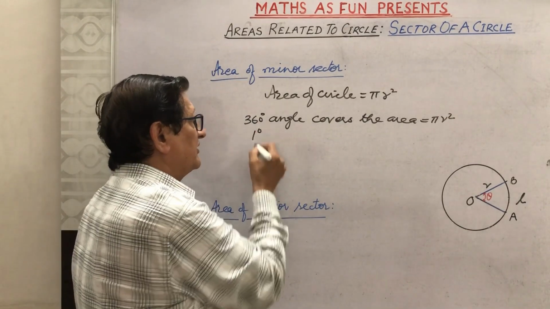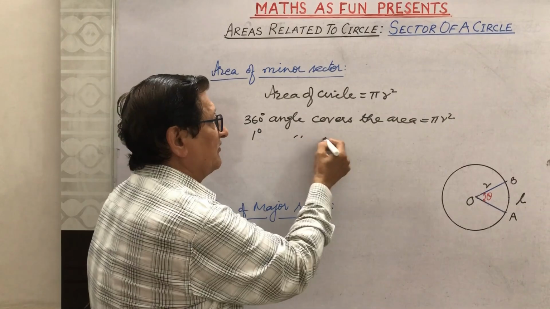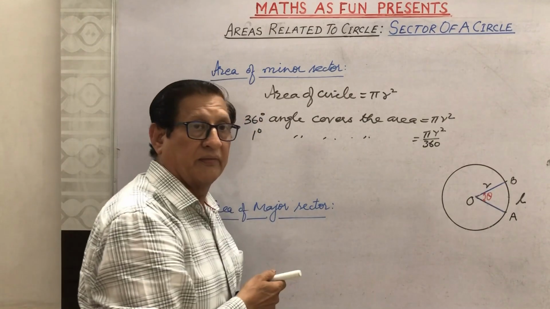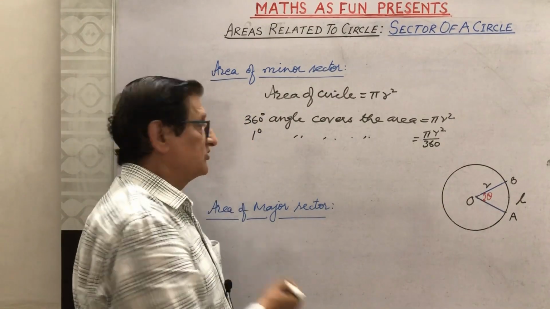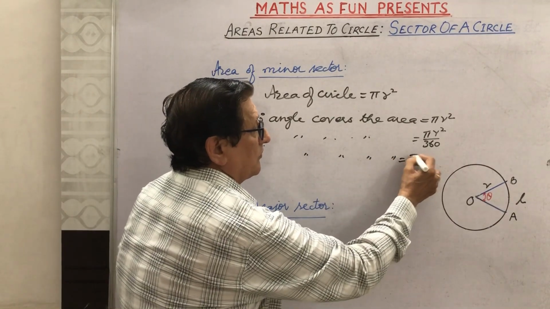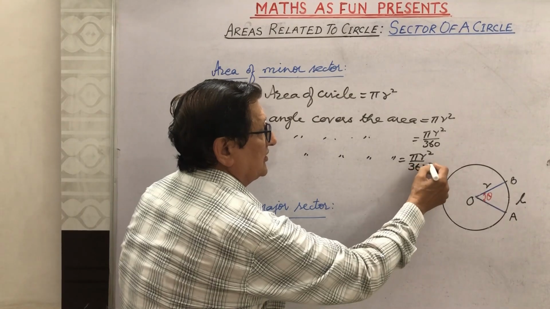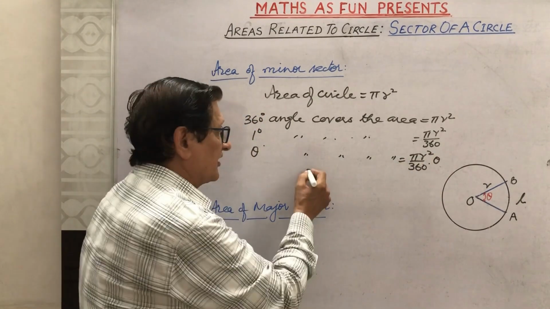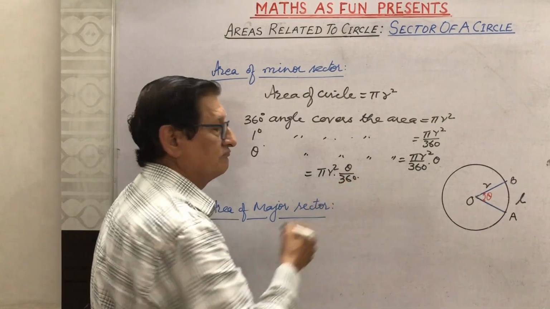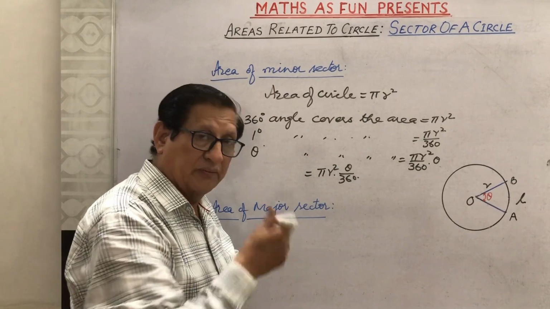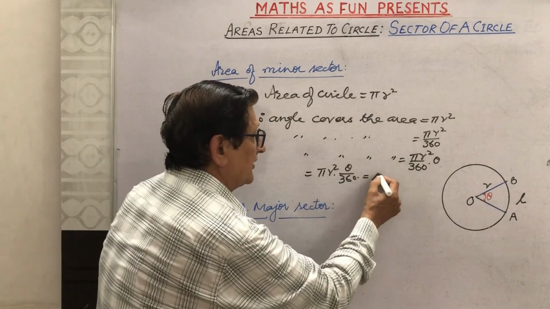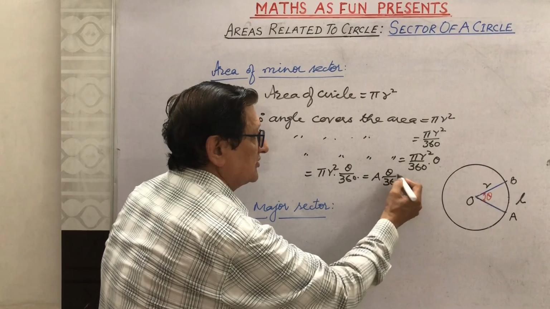If we have 1 degree angle at the center, then that will cover the area pi r square upon 360. And here the angle is theta. So theta degree will cover the area equal to pi r square upon 360 into theta, or pi r square into theta upon 360. To remember this easily, we can use A for the area of the circle. This can be written as A into theta upon 360 degree.